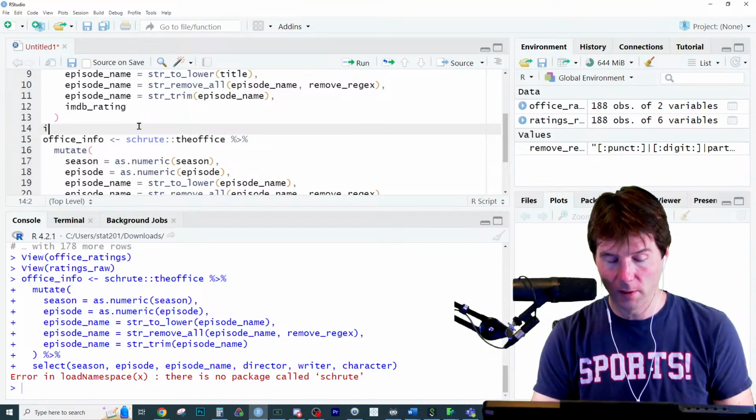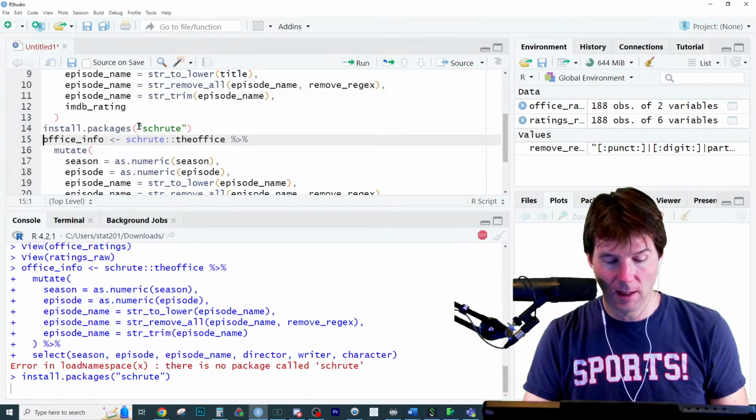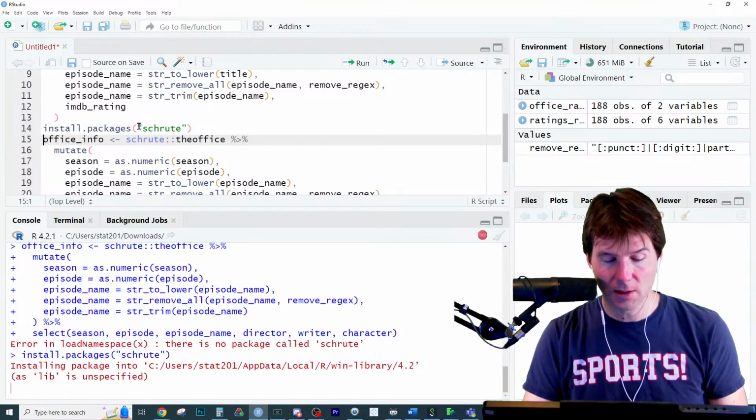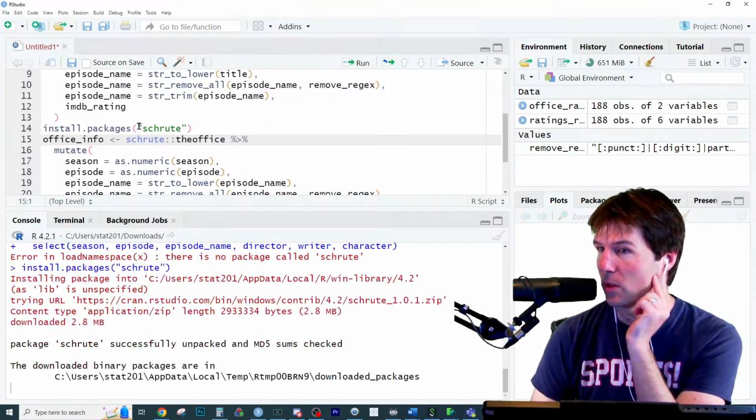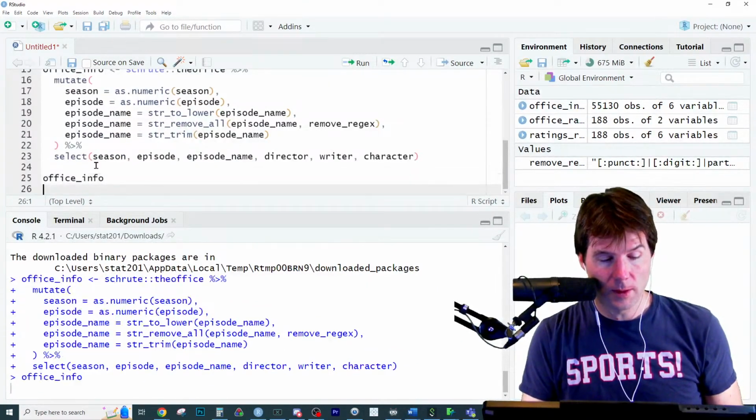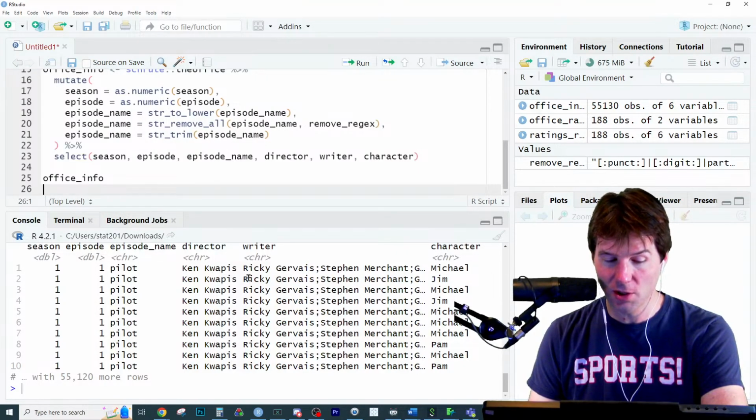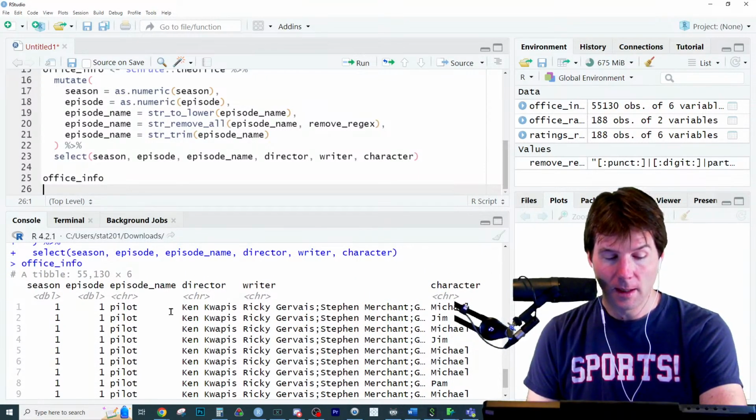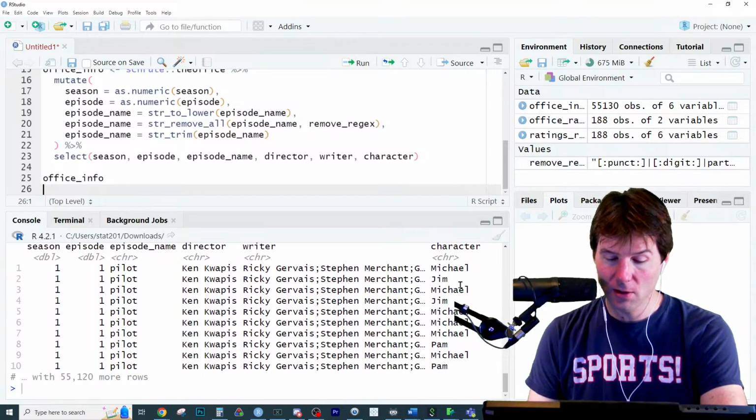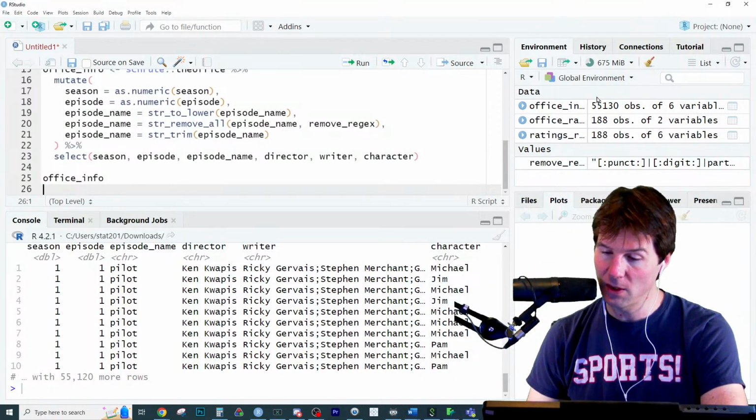So we have to go over here and go install.packages and grab this. And that's an interesting package if it looks to grab additional information about TV shows or something. And it runs, and now we get the Office info, and you can see things. Who were the writers? Ricky Gervais. I should have known that. The director, the pilot, certain characters, I guess if they're in the episode. But we could take a look at the full data set right here. Office info.